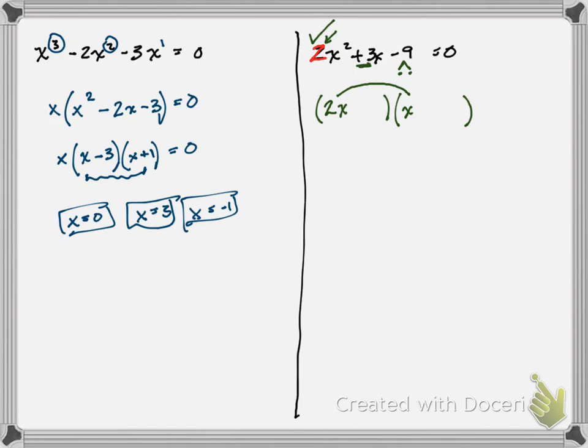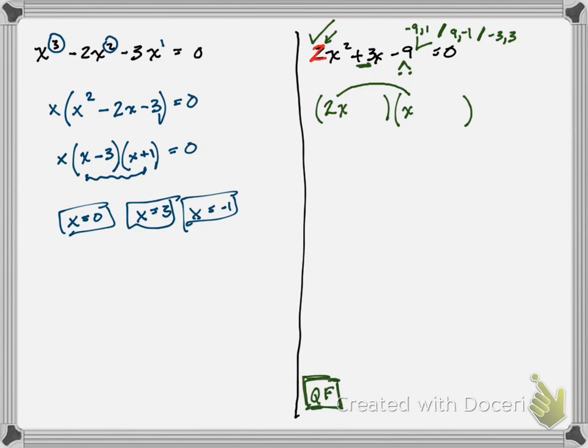I still do need to list my pairs that give me a product of negative 9. So negative 9 and 1, draw a line there. 9 and negative 1, draw another line. Negative 3 and 3. And we now have to, basically, guess and check. Okay? Now, I will say down here in the lower left-hand corner, you could use the quadratic formula if you wanted to, no problem.